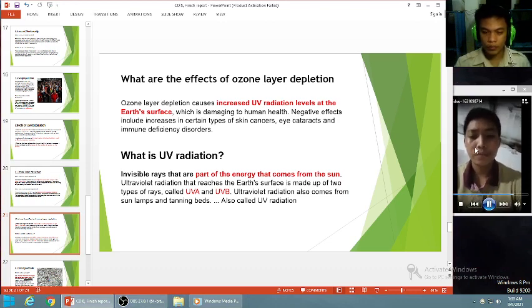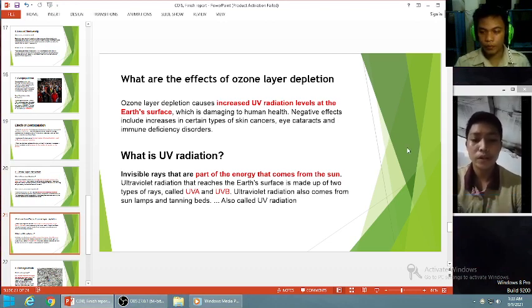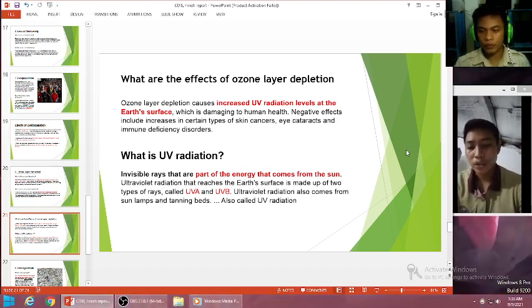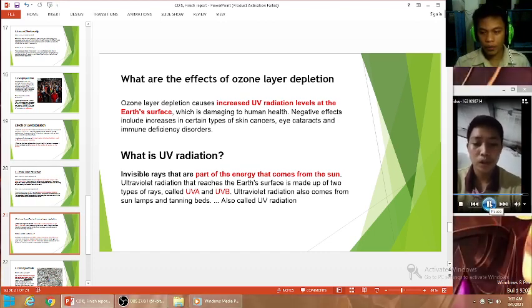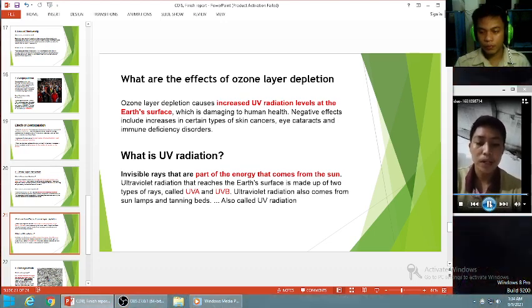And how to prevent ozone layer depletion? First is to avoid consumption of gases dangerous to the ozone layer. Second is minimize use of cars. Third is do not buy cleaning products that are harmful to the environment. The last is buy local products.